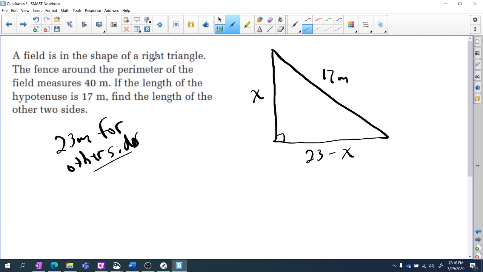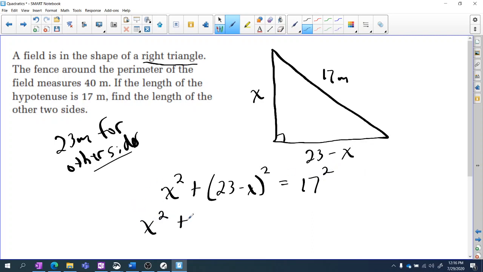The key to this question was that it was a right angle triangle, because the fact that it's a right angle triangle is going to let me build an equation. There has to be a relationship between the three sides in any right triangle. If you square this side and you square this side and add them, you have to get the hypotenuse squared. So let's expand this out and turn it into a quadratic.